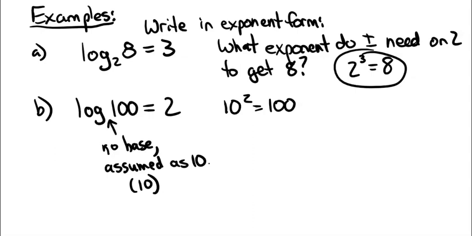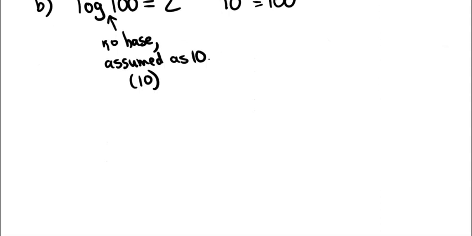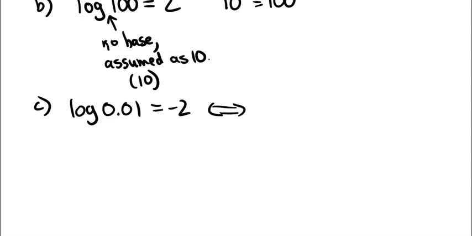A couple more here. Let's try this. Log 0.01 equals negative 2. This is equivalent to saying that 10 to the power of negative 2 equals 0.01, because this is like a 10. Okay? One more here.